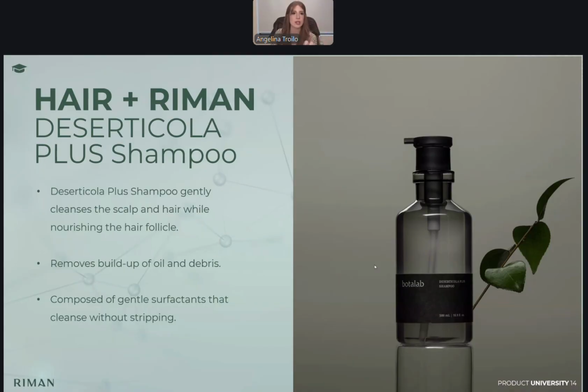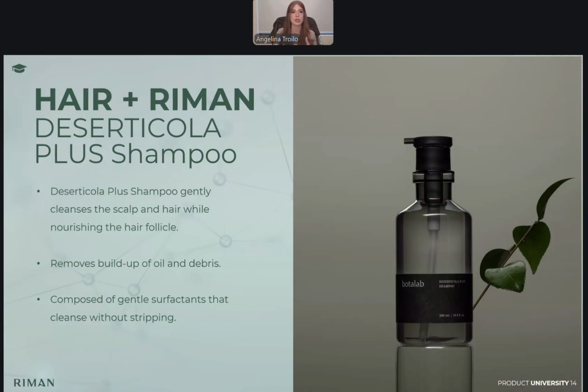Now, the Deserticola Plus shampoo, first and foremost, really is meant to gently cleanse the scalp and strands while also nourishing it. So the surfactants or cleansing molecules used in the formula are very gentle. If you're someone that has very oily hair, you have a lot of hair or thick hair, you might want to go in twice with the shampoo to completely clean the hair because it is such a gentle formulation. Yes, it is meant to perform as a shampoo to cleanse, but also it is meant to aid in the maintenance of healthy hair density, to aid in the maintenance of healthy hair growth.